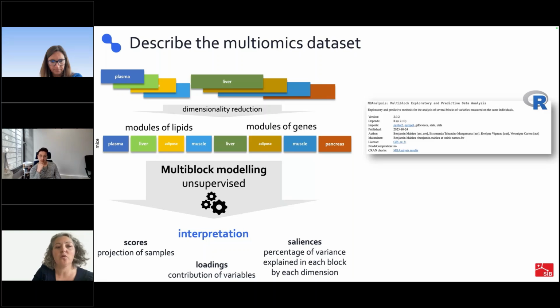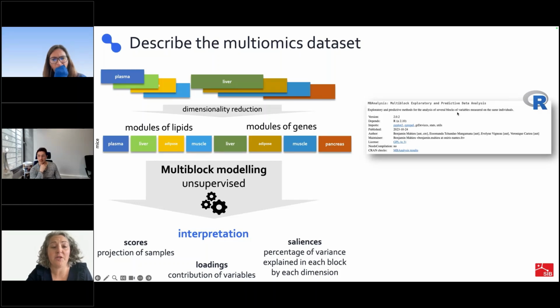a first step to go through a dimensionality reduction step in order to improve even more the fairness between the blocks, and gain also easiness in the interpretation. We apply then the modeling, the unsupervised modeling with an R package, which is called the MBA analysis.